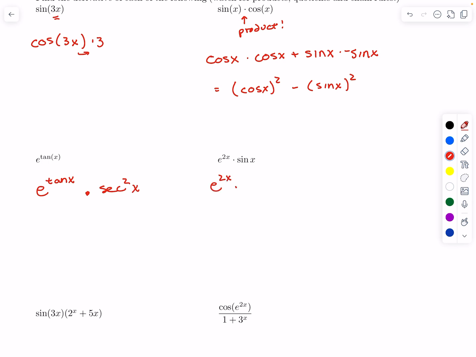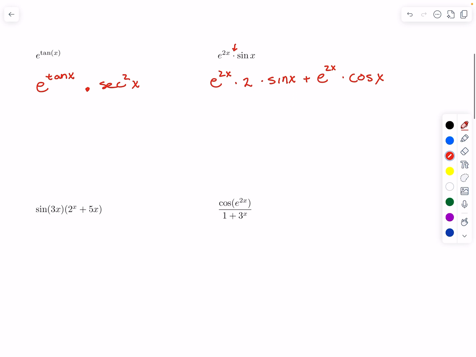Product. Chain first, and then times the derivative, times the original second thing. And then the original first thing times the derivative of the second thing. Derivative of sine is cosine. All right. Oh, look, a product.